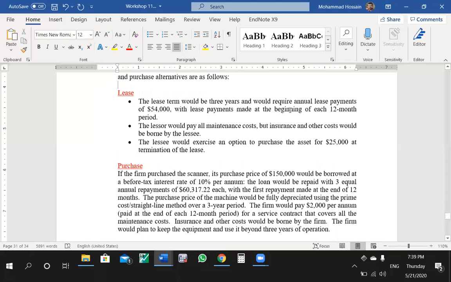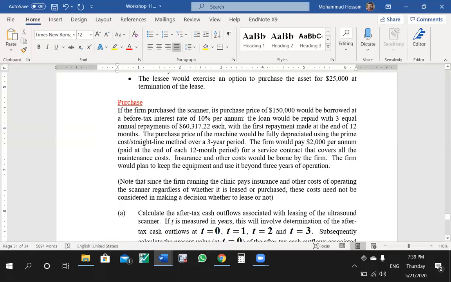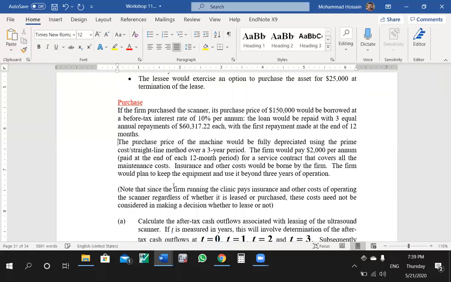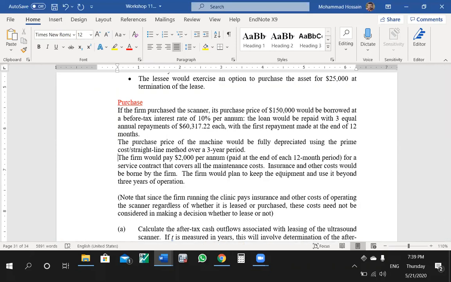And if they go for purchasing, what options do they have? It will cost them $150,000 that can be borrowed at 10% per annum. The loan needs to be paid in 3 equal annual installments, with the first payment made at the end of 12 months. So the lease payment is at the beginning of the year, but the loan payment is at the end of the year. The purchase price of the machine would be fully depreciated using the prime cost method over 3 years. The firm would pay $2,000 per annum for a service contract which covers all the maintenance costs. Insurance and other costs would be borne by the firm. Okay, this is the situation now. What do you have to do?